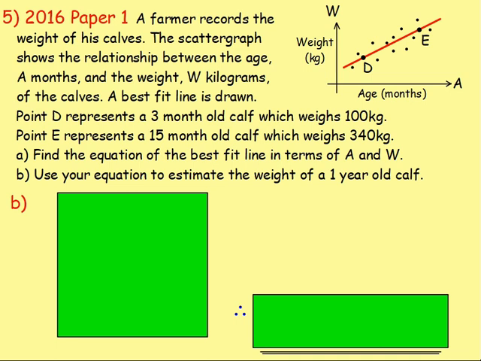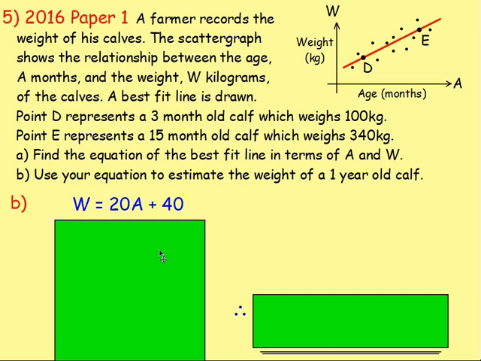With part B, use your equation to estimate the weight of a one-year-old calf. So that was the equation that we came up with in part A, W equals 20A, add 40. But what we're wanting to do is use it to estimate the weight of this little calf. A one-year-old calf, we know its age. But if you think about this, it's saying the age is in months. So we can't just substitute one into our equation. What would we sub in?